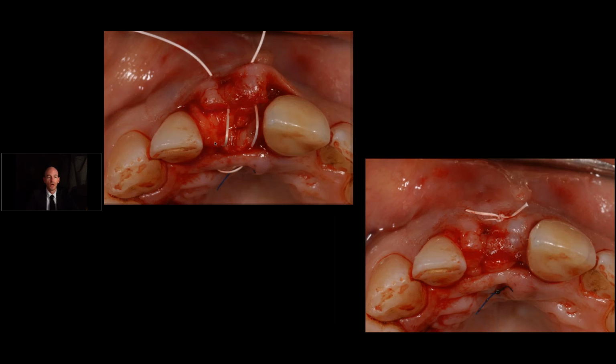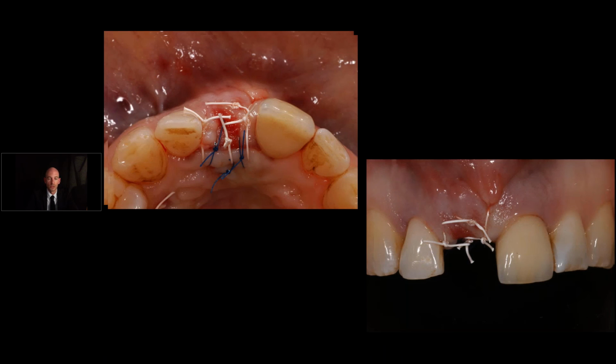And then we're going to do a horizontal mattress suture, which closes and adapts the wound margin and takes all the pressure during the healing phase. In the lower right you can see now we have two sutures. We have one knot and one suture to immobilize the graft towards the palatal side. And we have a horizontal mattress suture that adapted the wound margins. And now we only need a couple of single interrupted sutures to close the wound. Now we would usually have a healing period of about 6 to 8 weeks before we continue with abutment connection.